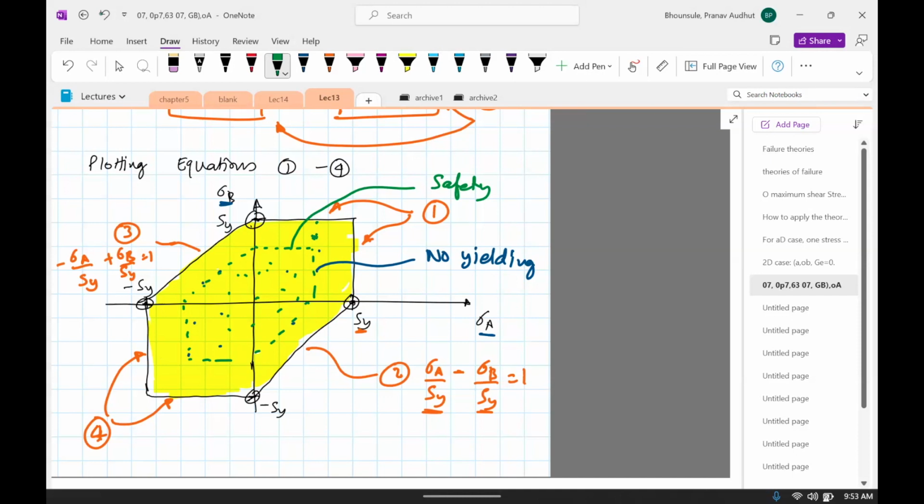So this, I think, is a great way of visualization. Once you have this plot, it's all a matter of plotting sigma a and sigma b on this graph, and if it is inside the yellow region, it's safe. If not, then it's not safe. So this is the maximum shear stress theory.